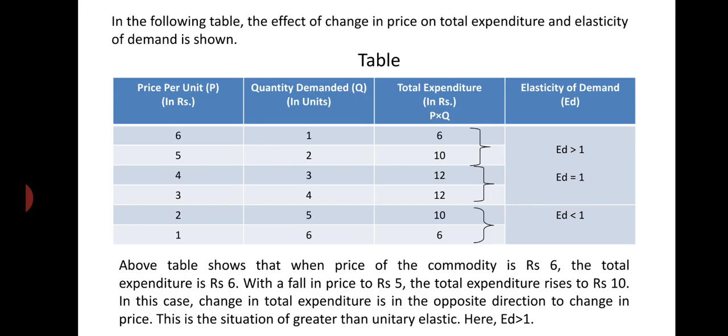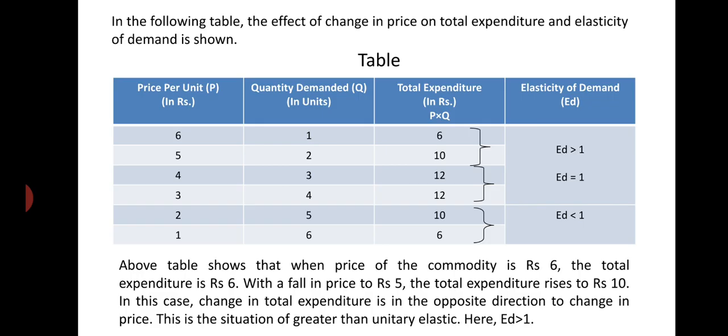At first, with a fall in price, total expenditure increases. ED is greater than 1. With a fall in price, total expenditure remains constant. ED is equal to 1. With a fall in price, total expenditure also falls. Then ED is less than 1.